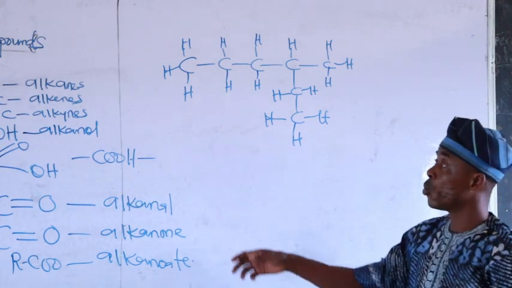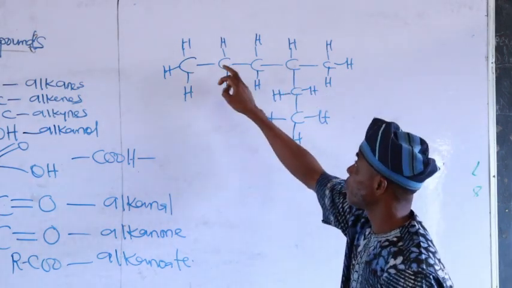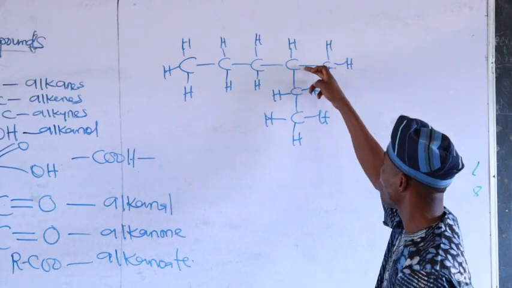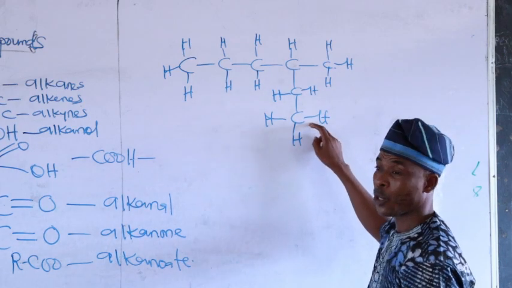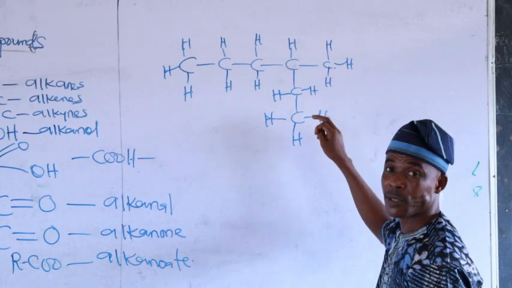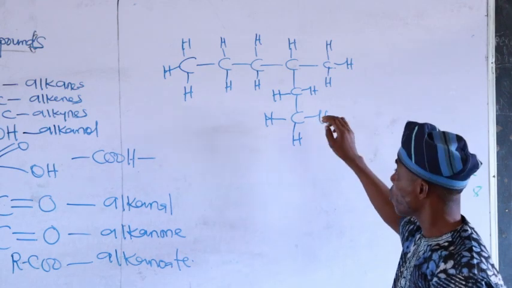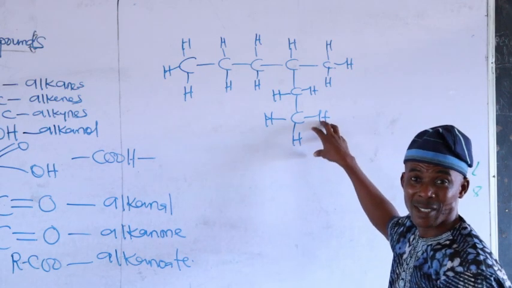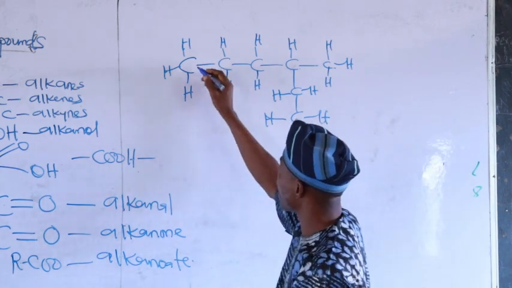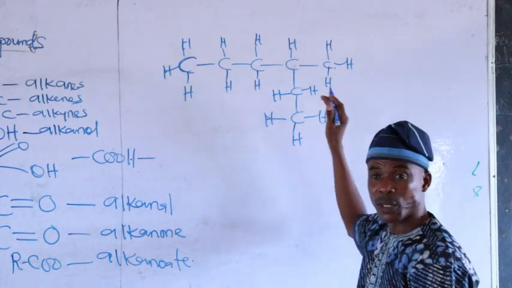Now, if you go by the rule, we identify the longest chain. Look at the counting: 1, 2, 3, 4, 5. Or you can count 1, 2, 3, 4. Or you can count 1, 2, 3, 4, 5, 6. So the longest chain is 6. That means this compound will be hex-. But to assign numbers to the carbon atoms, do we start the numbering here or do we start the numbering here?